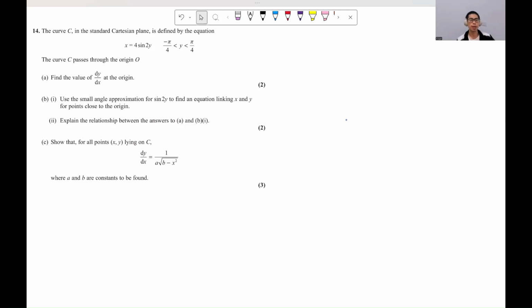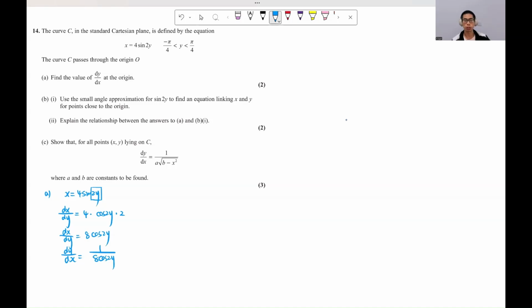For this one, they already have x as the subject, so we don't need to make y the subject. We can just differentiate x with respect to y. If x equals 4 sine 2y, then dx over dy is 4 times the derivative of sine 2y. Sine differentiates to cos, so we get cos 2y, and we need to multiply by the derivative of 2y, which is 2. So we have dx over dy equals 8 cos 2y. Then dy over dx is just 1 over 8 cos 2y.